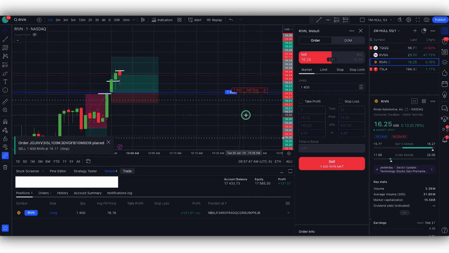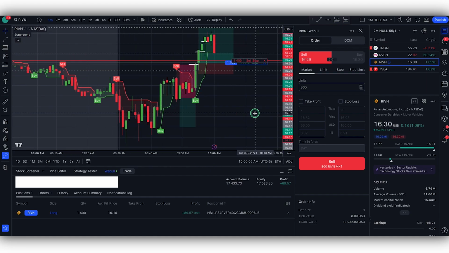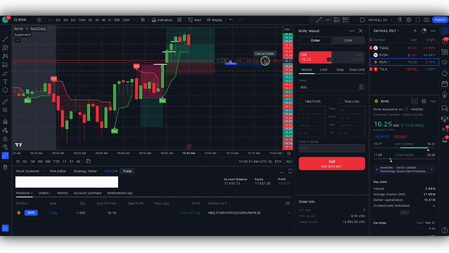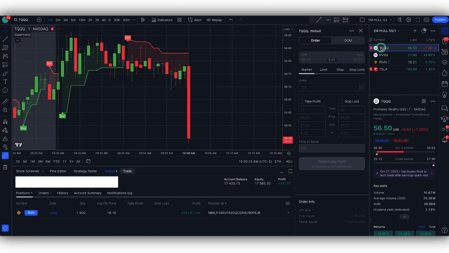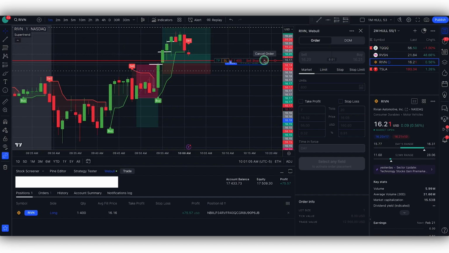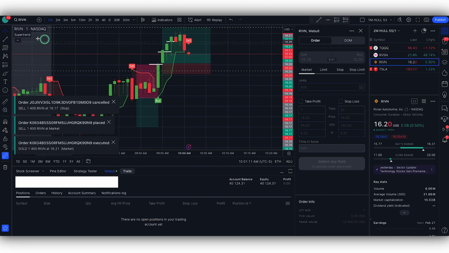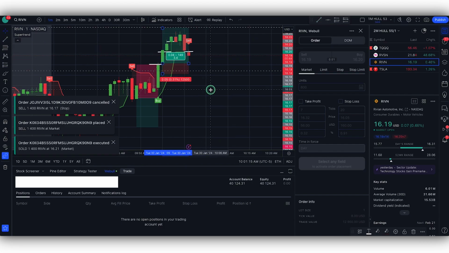And then, big red candle there. Looks like the market is dropping sharply for some reason. Okay, I'm out. Just got a sell signal there and the market's dropping sharply. So I'm out of this position.